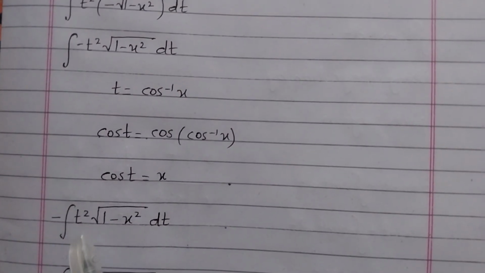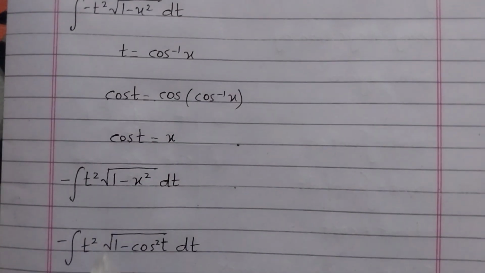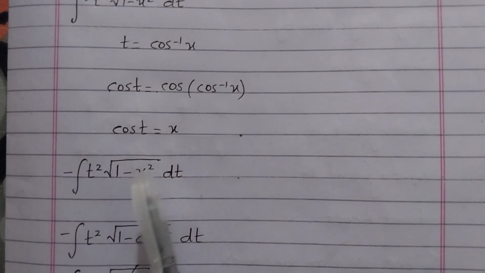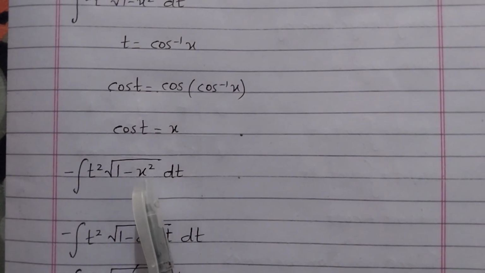So minus times the integral of t square times the square root of 1 minus x square. I moved the negative sign outside, and here I have put the value for x square. So minus times the integral of t square times the square root of 1 minus cos square t dt.